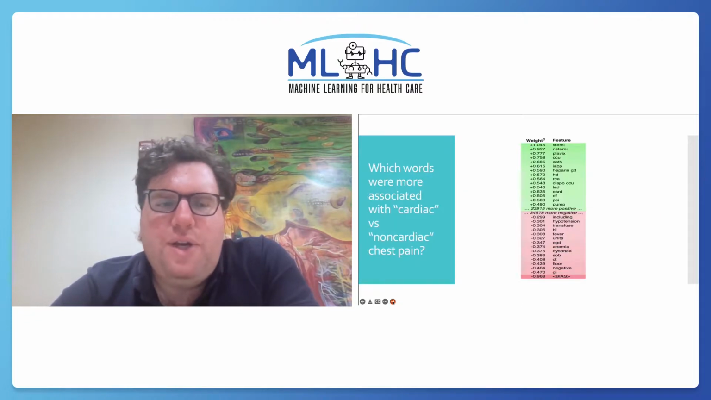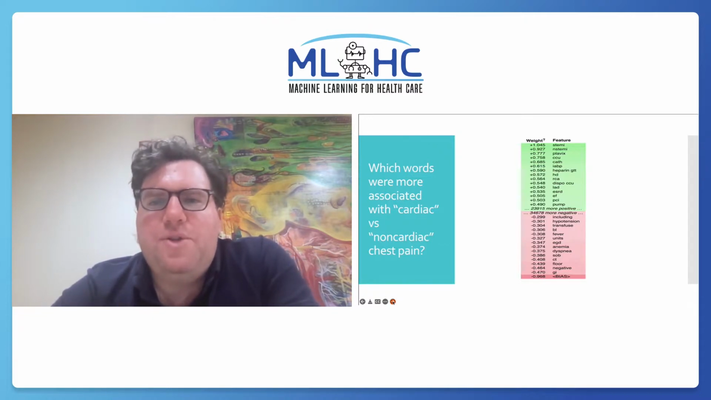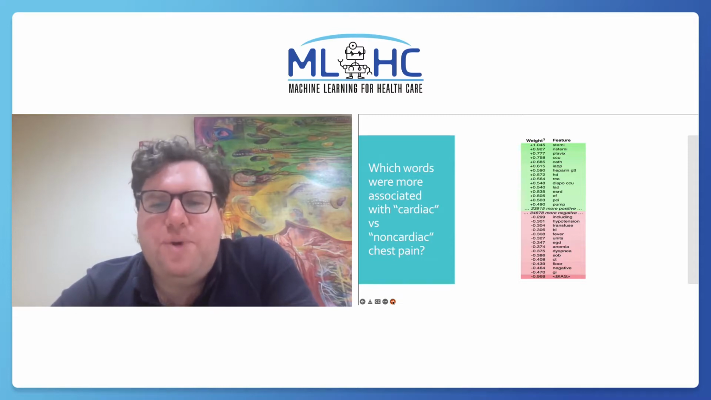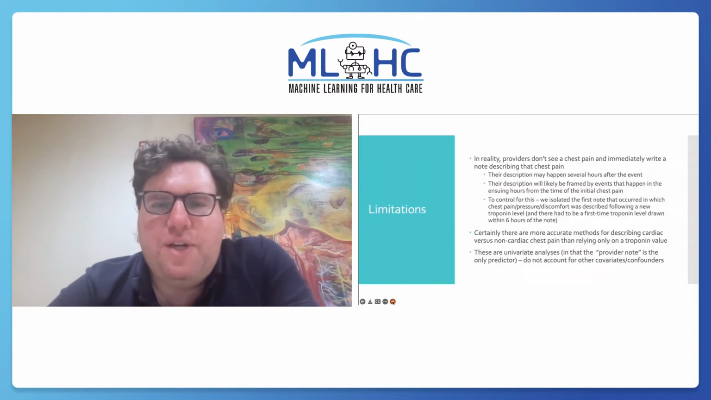Just looking purely at the coefficients of words and whether words are more likely to be associated with cardiac versus non-cardiac chest pain, you can see words like STEMI, NSTEMI, and Plavix seem to be more associated with cardiac pain, whereas words like GI and EGD are more non-cardiac chest pain, which is kind of what we expect and does give some merit to the approach we're taking here.